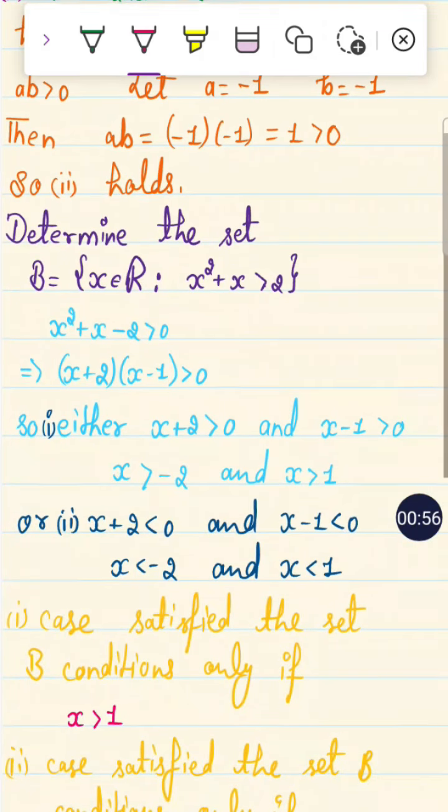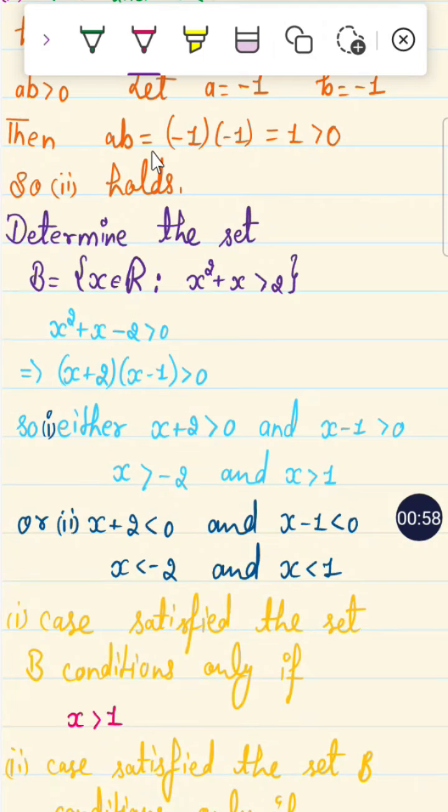Now let us determine the set. How to find the set? By applying this theorem, you have to find x such that x square plus x is greater than 2. After solving this, it is (x plus 2)(x minus 1) is greater than 0. Now from the theorem, first, either x plus 2 is greater than 0 and x minus 1 is greater than 0, then x is greater than -2 and x is greater than 1.